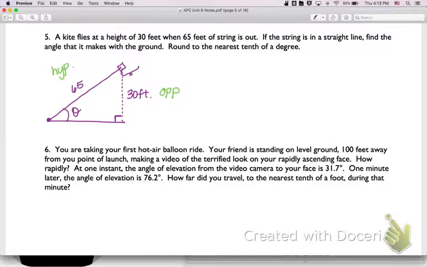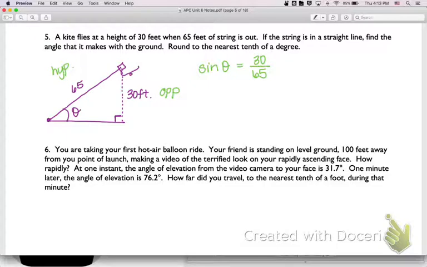SOHCAHTOA. That's going to have to be sine. That's the one with O and H. So the relationship I know is that the sine of theta is equal to opposite 30 over hypotenuse 65. So this time we have the whole ratio and we're trying to find the missing angle.